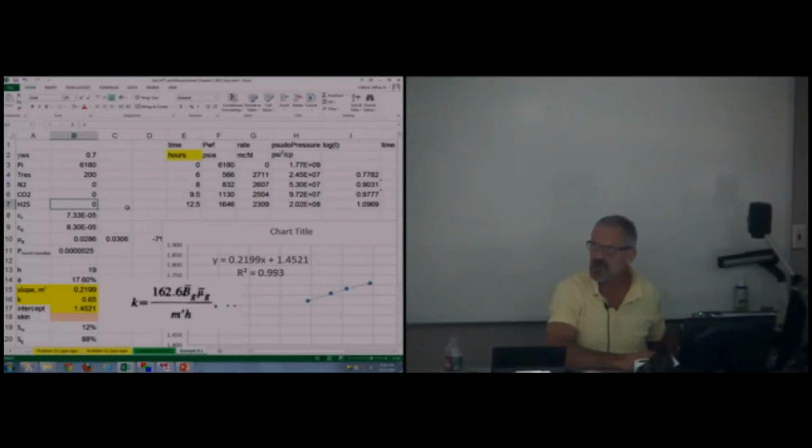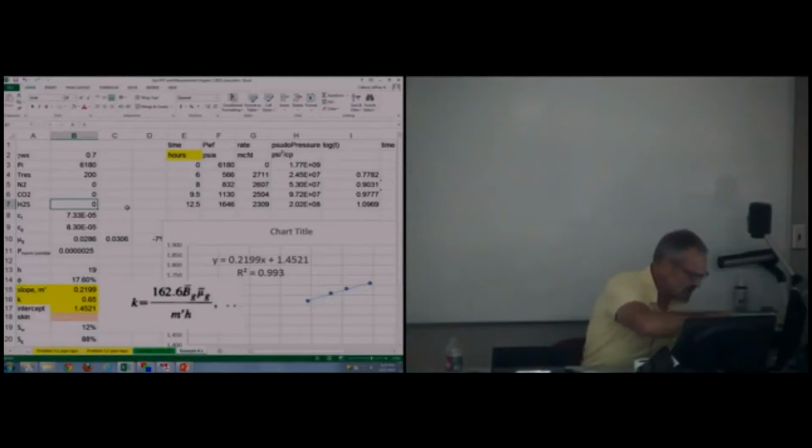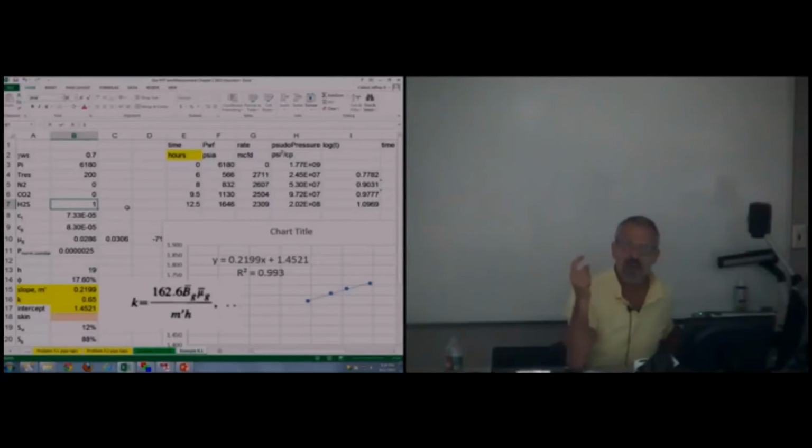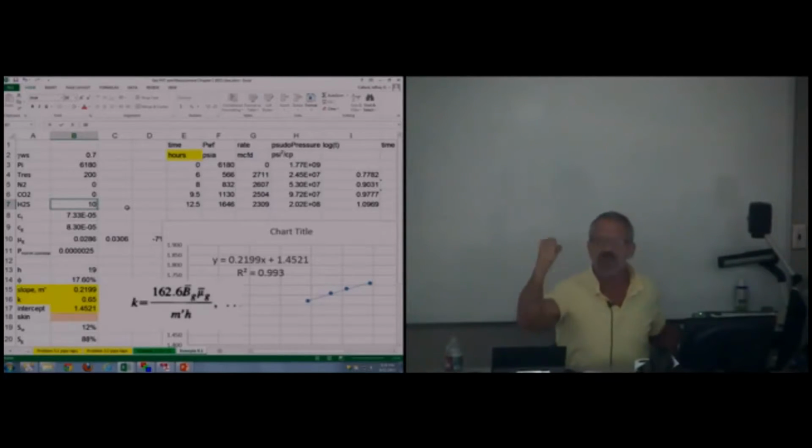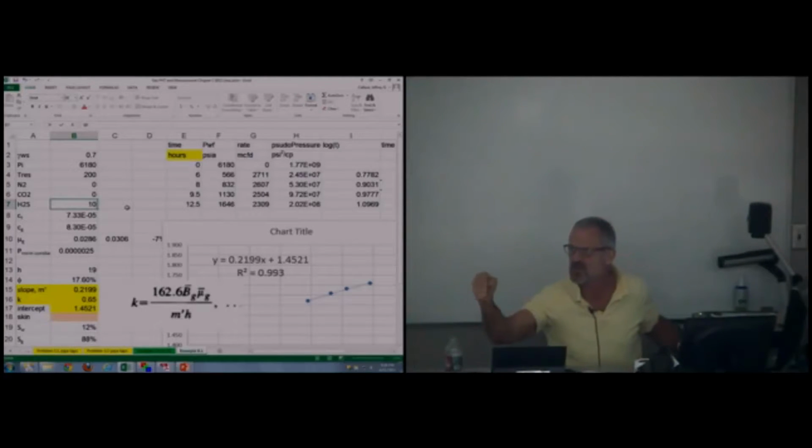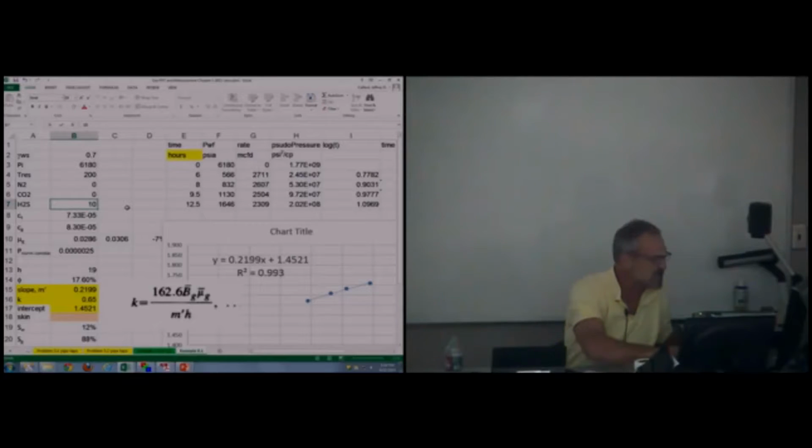10% H2S. What am I going to type in? What's the first thing my finger's going to hit? 0. No. 1. What's the second thing my finger's going to hit? 0. Yes, because it's looking for whole percentage points. That's the most important thing. And if you look at the Visual Basic, the first thing it's going to do is divide that number by 100 and turn it into mole fraction. So don't put 0.1 and don't put 10%. Put the whole number 10.